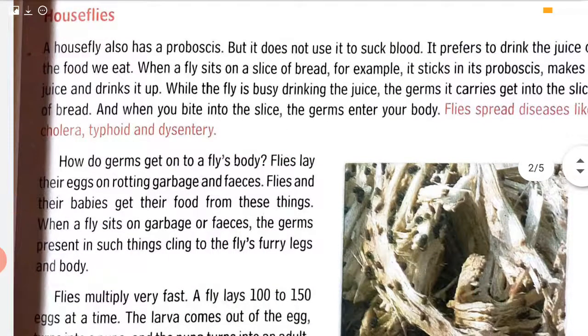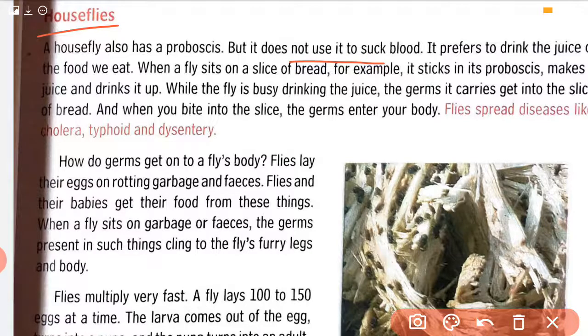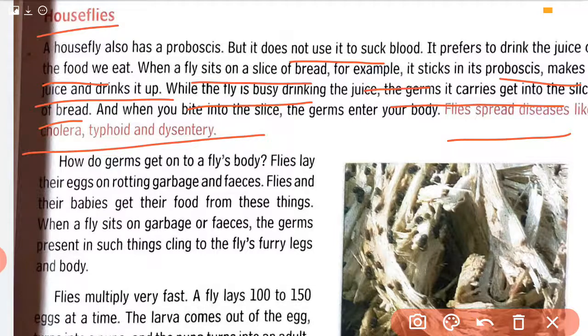Houseflies. The housefly also has a proboscis, but it does not use it to suck blood. It prefers to drink the juice of the food we eat. When a fly sits on a slice of bread, for example, it sticks in its proboscis, makes a juice and drinks it up. While the fly is busy drinking the juice, the germs it carries get into the slice of bread, and when you bite into the slice, the germs enter your body. Flies spread diseases like cholera, typhoid, and dysentery.